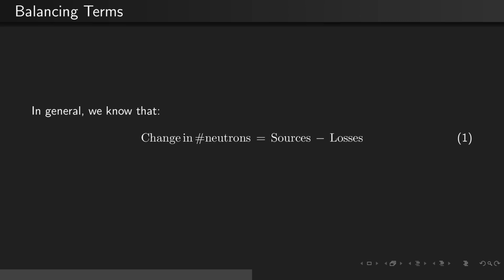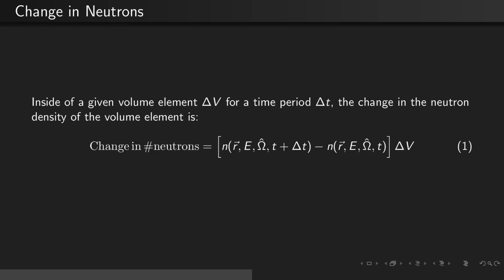In general, we know that the change in the number of neutrons per unit time is equal to our sources of neutrons minus the losses of neutrons. Inside of a given volume element, delta V, for a time period delta t, the change in the neutron density of the volume element is the neutron number density at time t plus delta t minus the neutron number density at time t, multiplied by the volume element delta V.